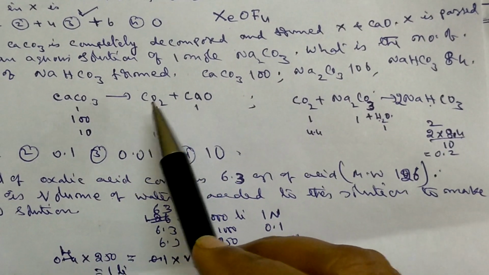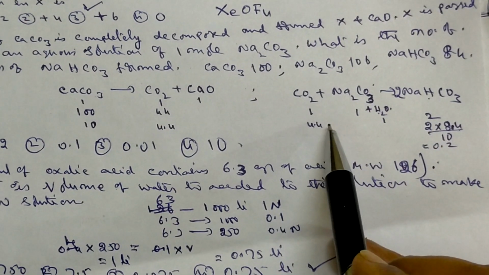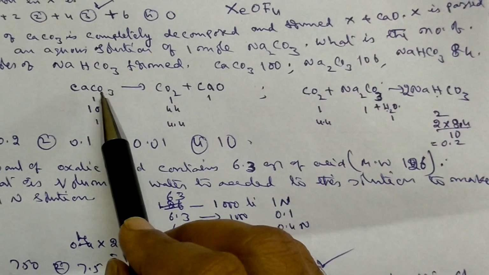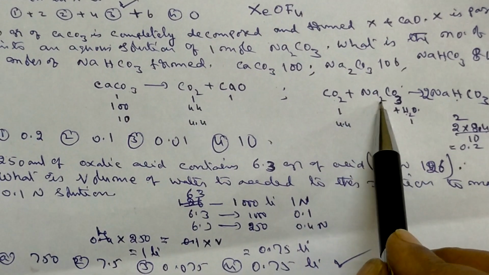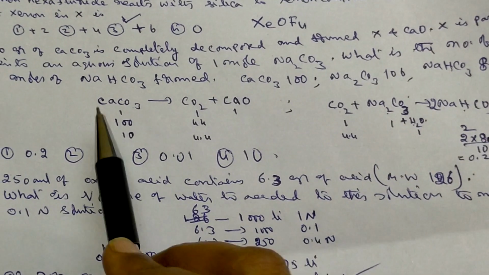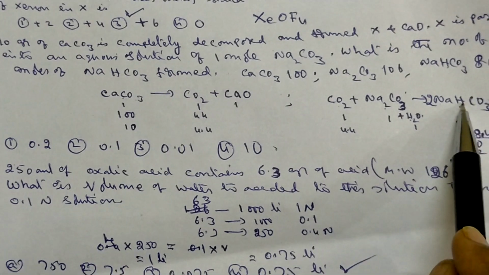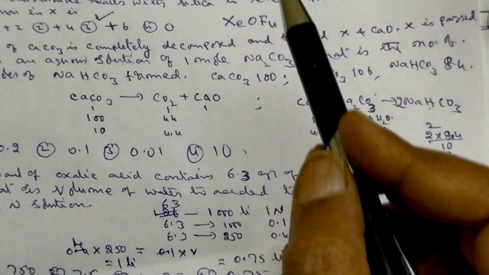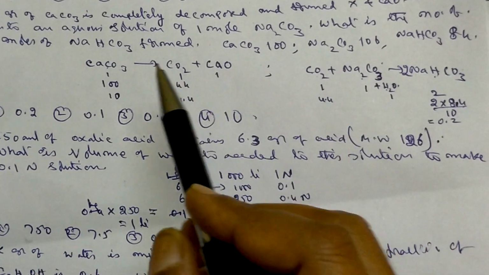Then next equation you write: CO2 plus sodium carbonate in the presence of water gives sodium bicarbonate. So everywhere calcium carbonate is giving 1 mole of CO2. 1 mole of CO2 is reacting with 1 mole of sodium carbonate and gives 2 moles of bicarbonate. That means CaCO3 finally 1 mole and bicarbonate is coming as 2 moles. These two you are equating, you are reducing so much time and all these things.